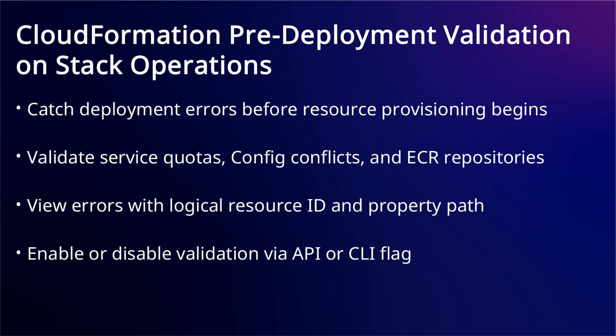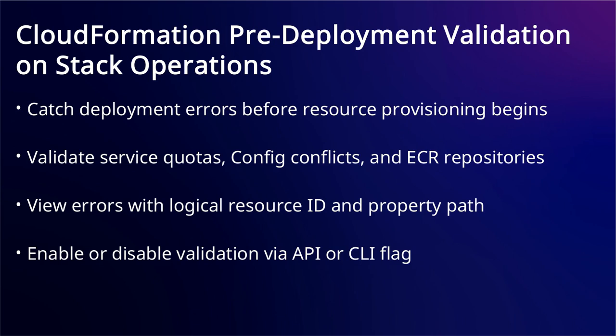You previously had to wait through full provision and rollback cycles to discover preventable deployment failures, wasting time in development workflows, CI/CD pipelines, and infrastructure automation. CloudFormation now runs pre-deployment validation on create stack and update stack operations to catch errors in seconds before any resources are provisioned. You can catch deployment errors before resource provisioning begins, eliminating wait times for common failures like property syntax errors and resource name conflicts.